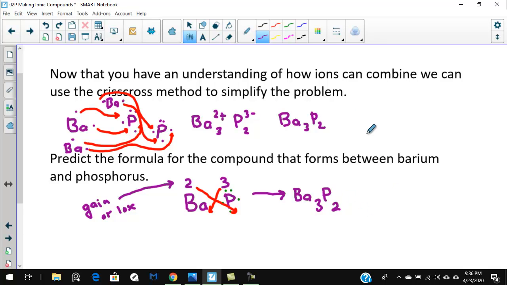So we got the same answer in both ways. It's just the crisscross method is a little faster. And if you can understand how to gain and lose electrons, you can use it to come up with formulas.